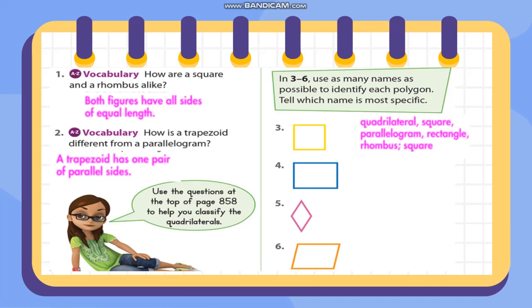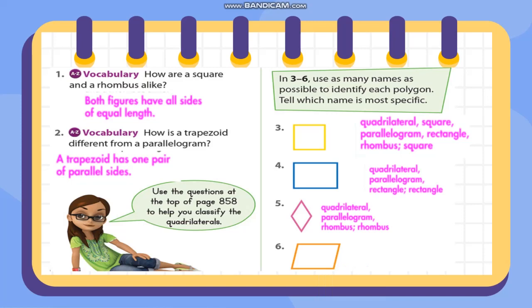Rectangle is in the family of parallelogram and family of quadrilateral. That's why a rectangle is a parallelogram and quadrilateral. Number 5, that is a rhombus. When we say rhombus, it is in the family of parallelogram because it has two pairs of parallel sides, and it is also a quadrilateral because it has four angles and four sides.